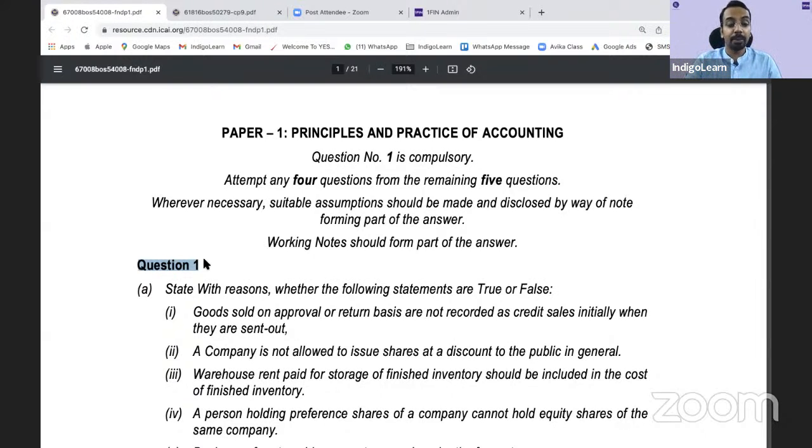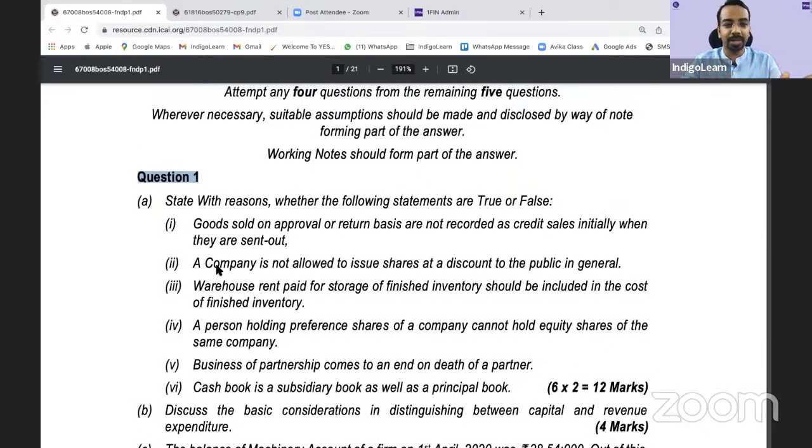Now, coming to question number 1, generally the pattern has been true or false, 6 questions, or sometimes they may give 8 questions. It keeps on changing. We cannot have a static format, but still true and false questions. Now, state with reasons whether the following statements are true or false. A lot of students just write true or false and then they come back. You will not get marks for that.